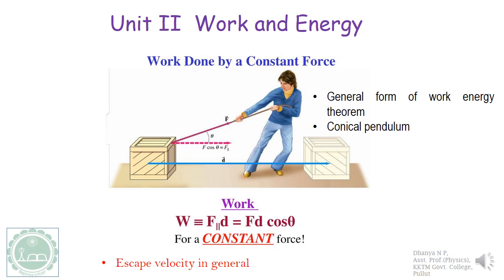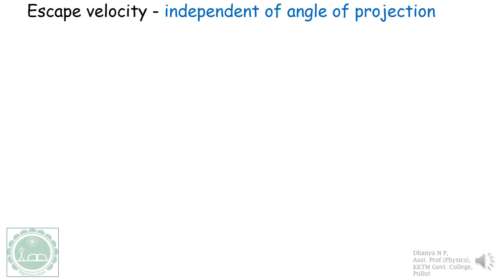So far we have discussed the one-dimensional motion, that is, the particle is projected in the vertically upward direction. Now we can look at the case where the particle is projected at an angle alpha with the vertical. This time we are projecting at an angle alpha.